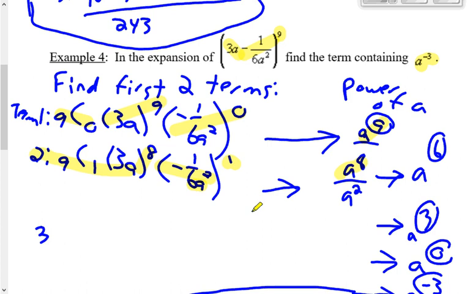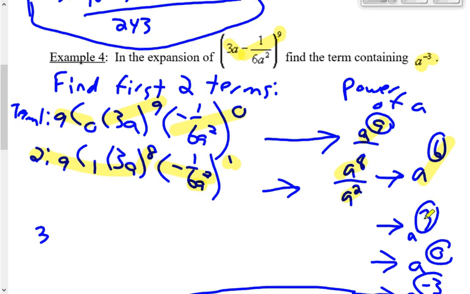What's a to the 2 when you raise it to the 1? Still a to the 2. So what happened to our exponent? A to the 8 over a to the 2. Subtract the exponents, we get a to the power of 6. So what's the pattern? We went from a to the 9 to a to the 6. We're going down by 3.